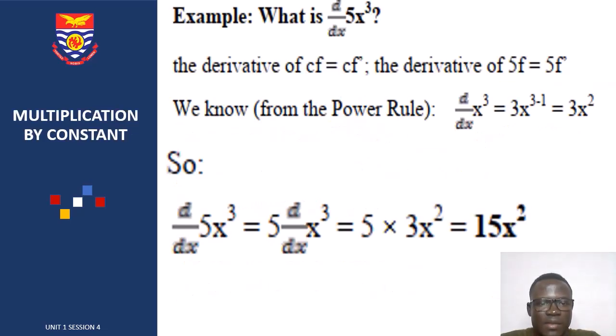Now multiplication by constant. So we have 5x cubed. What will be the derivative? So here, first of all, we have to solve for x cubed. What will be the derivative of x cubed? We said earlier on it is going to be 3x squared. So we simply multiply the 3 by the 5, which will give us 15x squared.